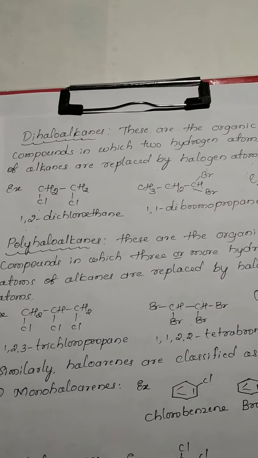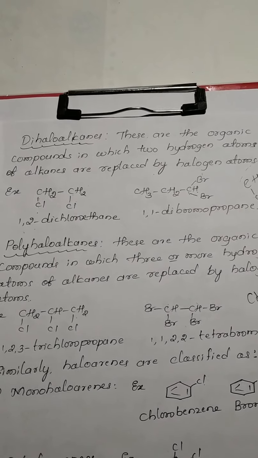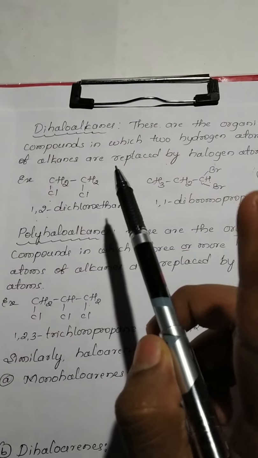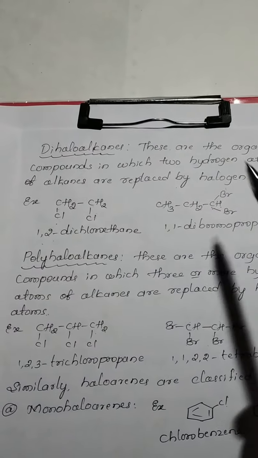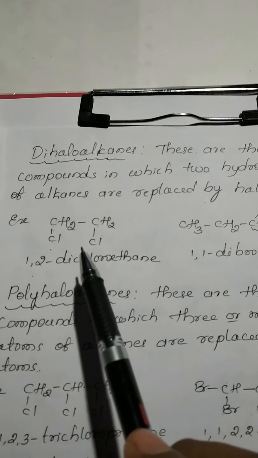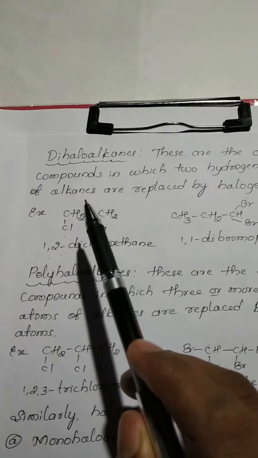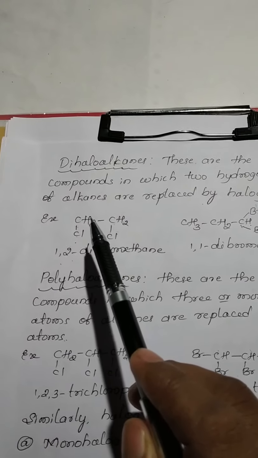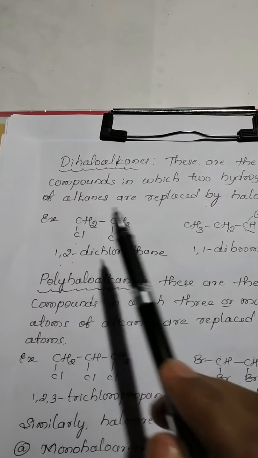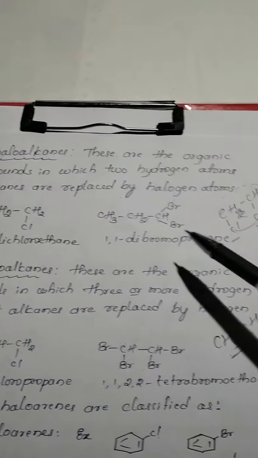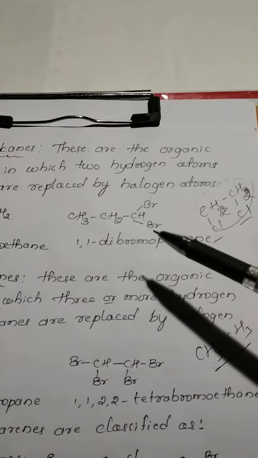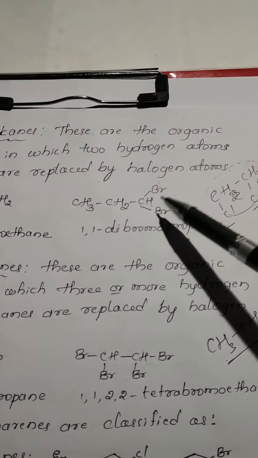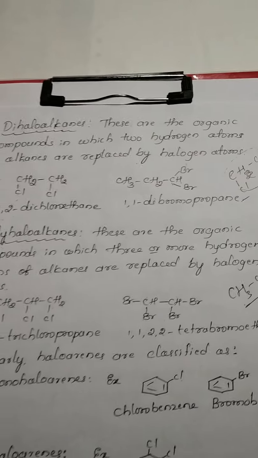And as I said already, dihaloalkanes are classified into 2 types. One is vicinal dihalide and another is geminal dihalide. Vicinal means adjacent. Geminal means same. See here, it is an example for vicinal dihalide. Vicinal dihalide means these are the organic compounds in which 2 halogen atoms are present on 2 carbon atoms which are adjacent to each other. That is called vicinal dihalide. And geminal dihalide means these are the organic compounds in which 2 halogen atoms are present on the same carbon atom. That is called geminal dihalide.